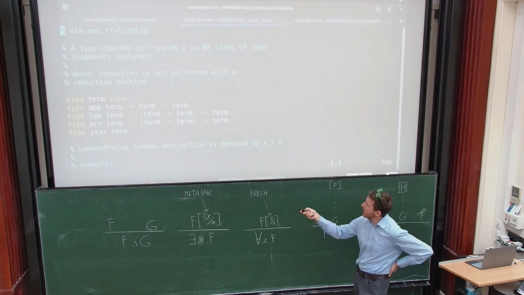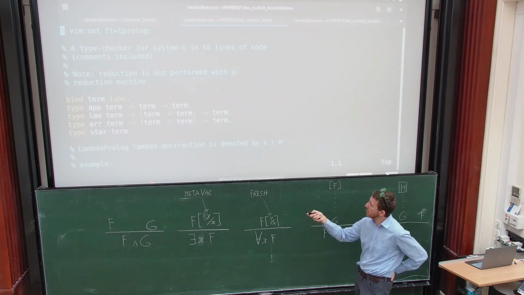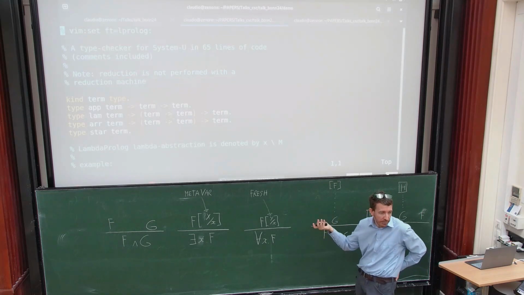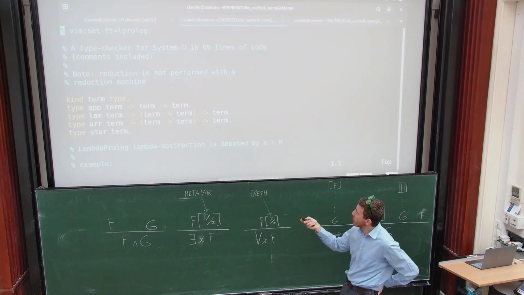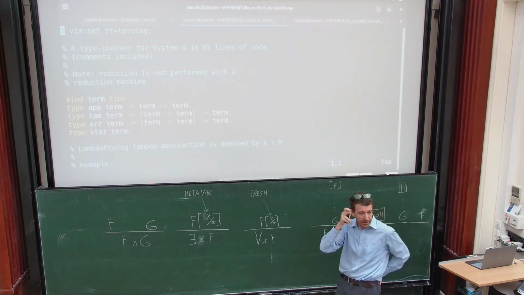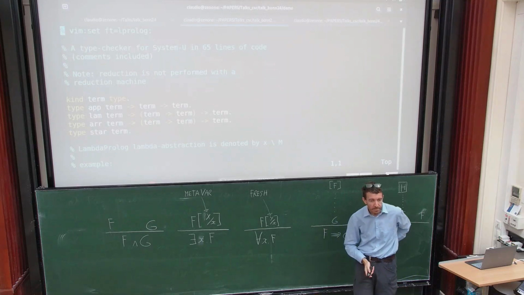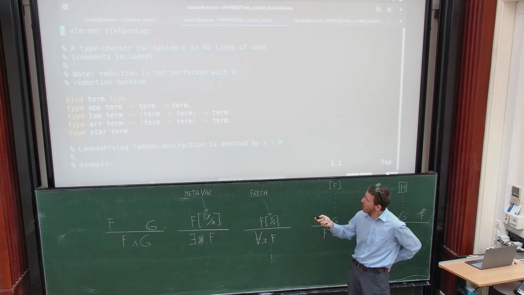And now I'm adding constructors for these terms. An application takes two terms and returns a term. Okay. So far so good. Star is a term. Star is a sort, a sort of System U. The other two are more puzzling at first view.